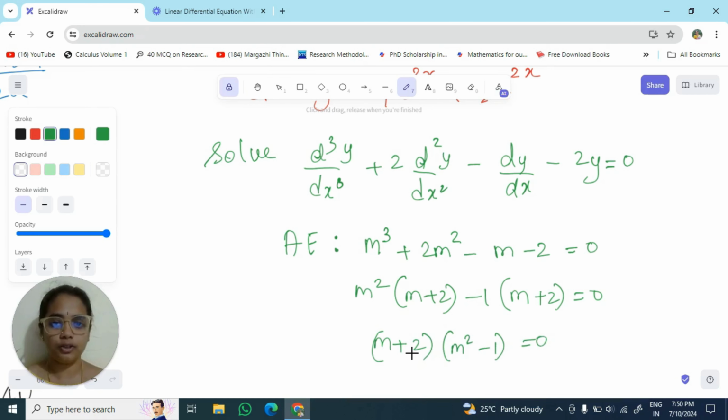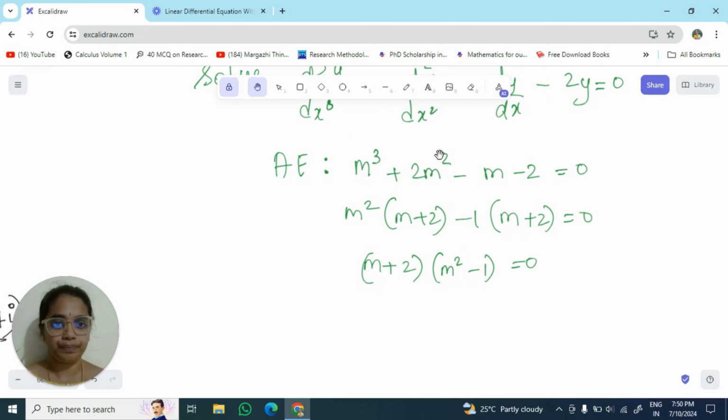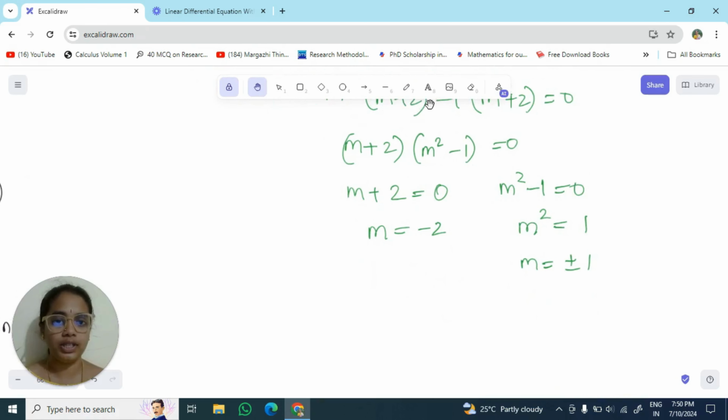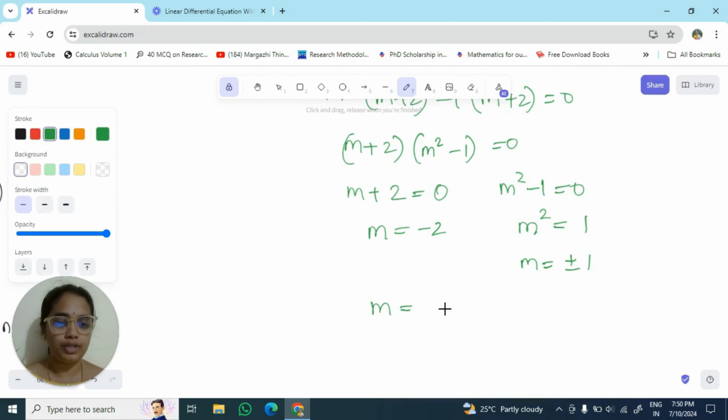Again, all these are school math, right? Basic maths. Now, equate each term to 0. We would get m plus 2 is equal to 0. m square minus 1 is equal to 0. So clearly m is nothing but negative 2. m square is 1. So m would be square root of 1, which is nothing but plus or minus 1. So what are the roots of this equation? Let me write it down. m is nothing but positive 1, negative 1 and negative 2.